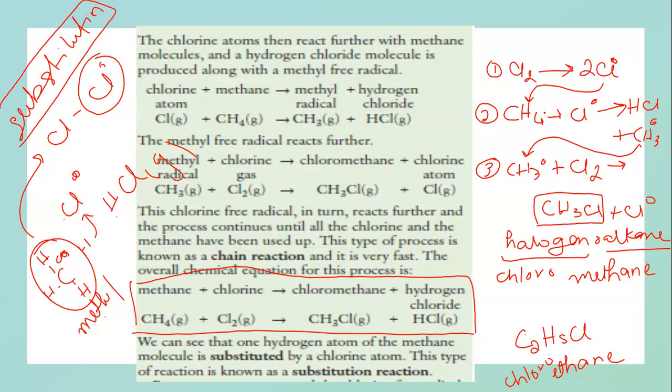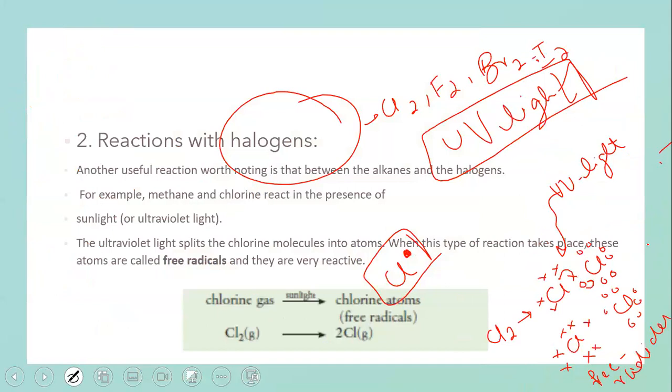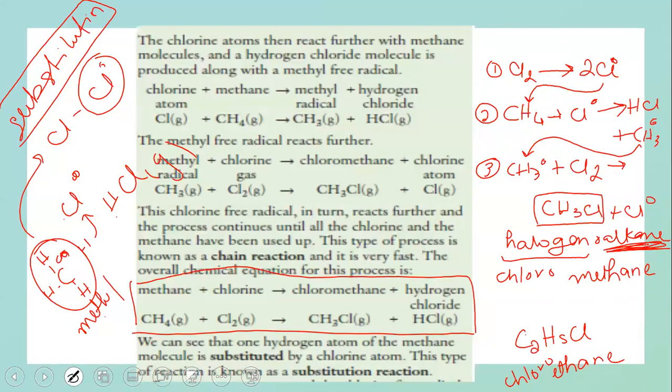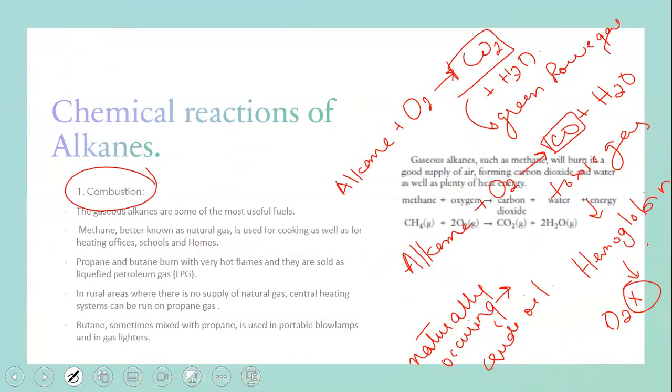So if in the exam they ask what type of reaction happens with alkanes, alkanes always have a substitution reaction. And when does it happen? It happens only in the presence of UV light. That's it. In the presence of UV light, a substitution reaction is going to take place, and instead of hydrogen, a chlorine is going to be placed in place of the hydrogen atom. So substitution reaction, and these are the only 2 reactions we have in alkanes.